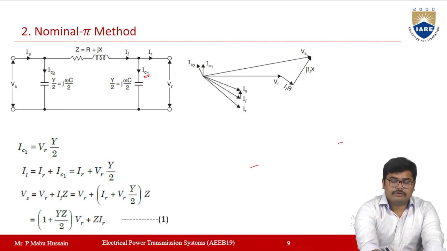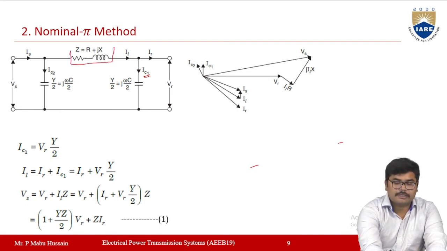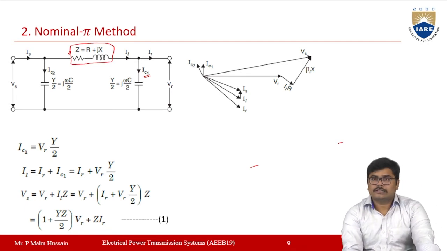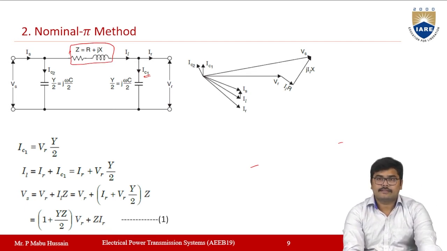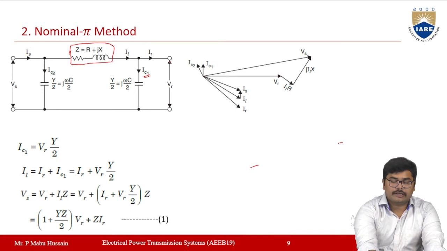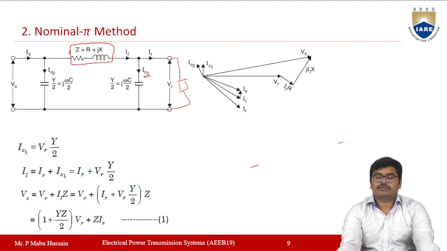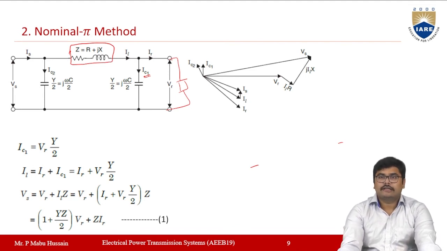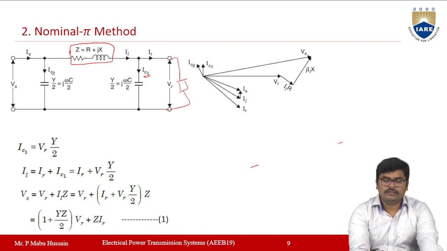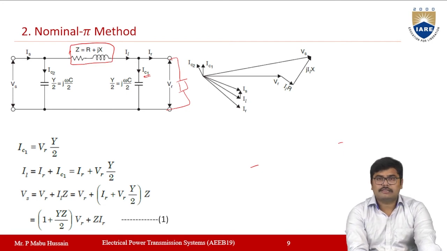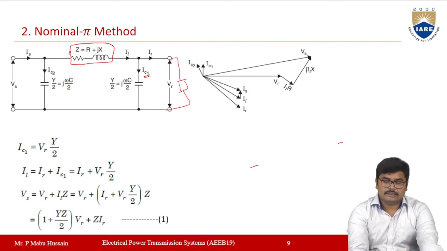Here you will have the transmission line impedance Z, which is equal to R plus jX. Here you can connect the load. Generally the loads may be of lagging type; in most cases the load may be lagging only. Now, let us see how you can obtain the performance equations for this circuit.